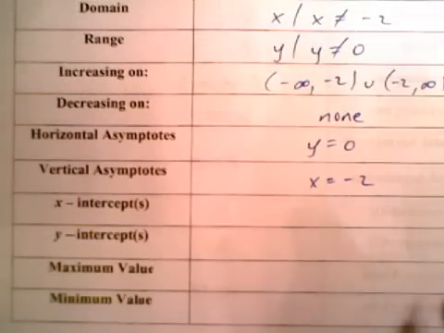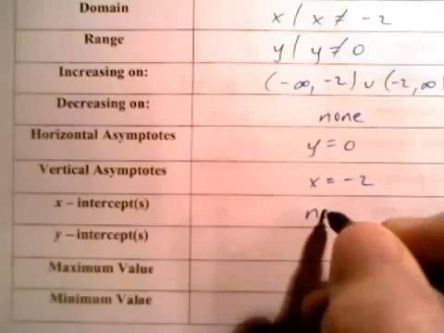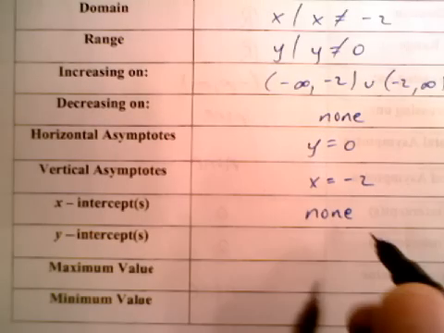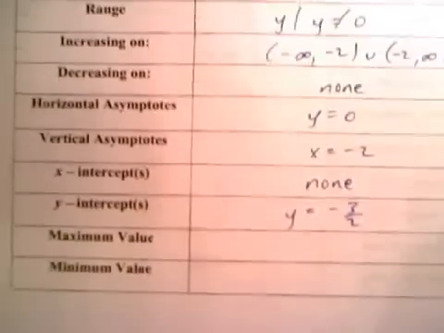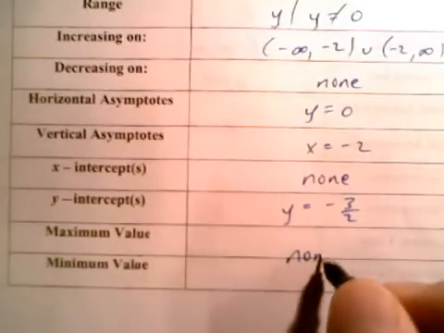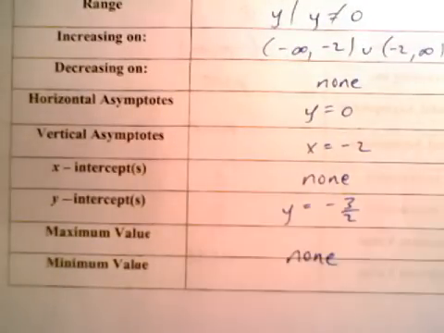Okay, the x-intercepts, no x-intercepts. But we do have a y-intercept, and we just have to let x equal 0 for that, negative 3 halves. And again, no max and no min.